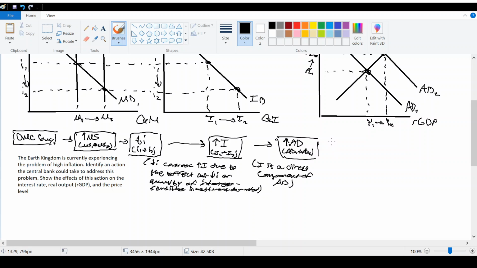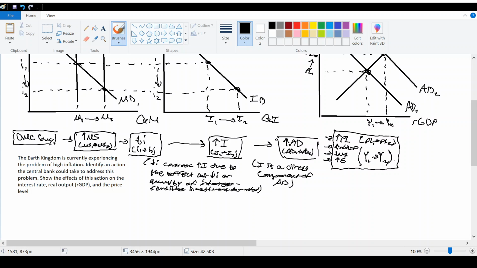Increase in AD causes, here they ask for real output and price level. We can go ahead and just write all of them. Increase in price level, increase in RGDP, decrease in unemployment, increase in employment. That covers all your bases. You won't have to worry about missing points. And then you write PL1 to PL2, and then all of these are the same, Y1 to Y2. And that is the expansionary monetary policy question.